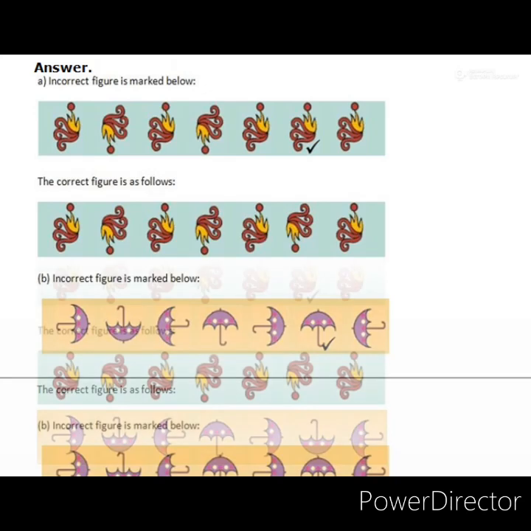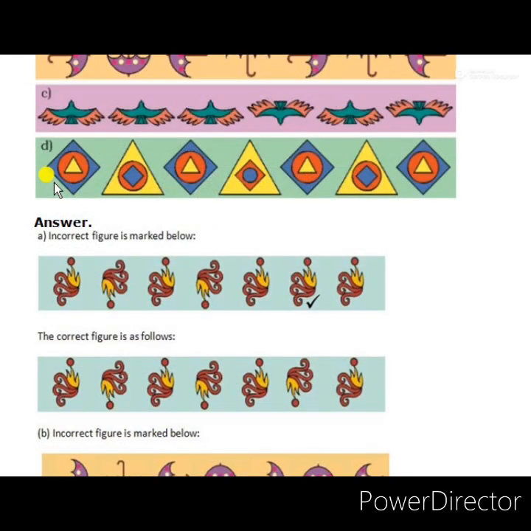Now the last question of this part, question D. We have been given 2 types of designs or 2 types of patterns. See how many figures there are: 1, 2, 3, 4, 5, 6, 7. Here also 7 patterns are there. The first pattern is a diamond shaped pattern. In the diamond shape, the first portion is purple, and inside the purple there is an orange circle, and inside that orange circle there is a yellow triangle.